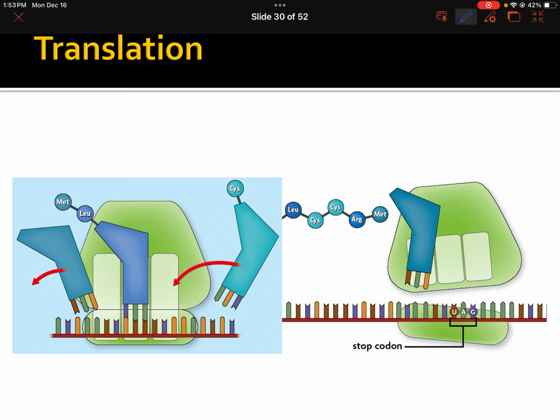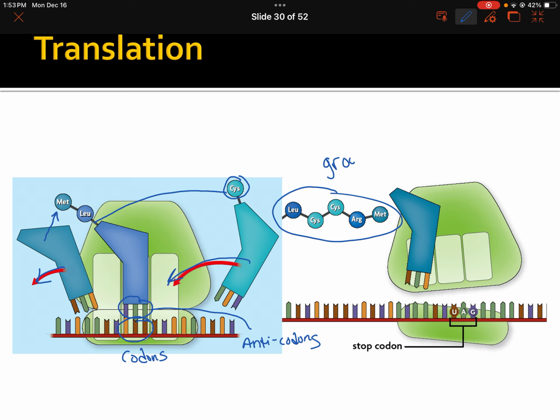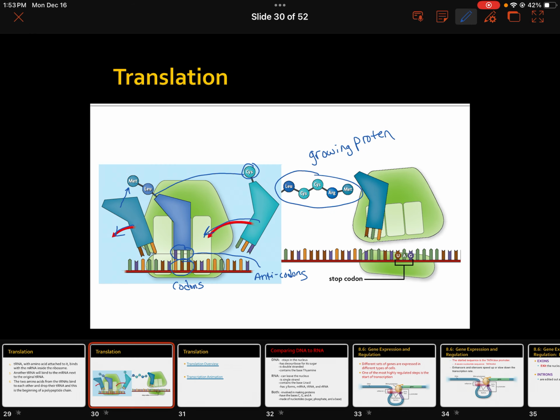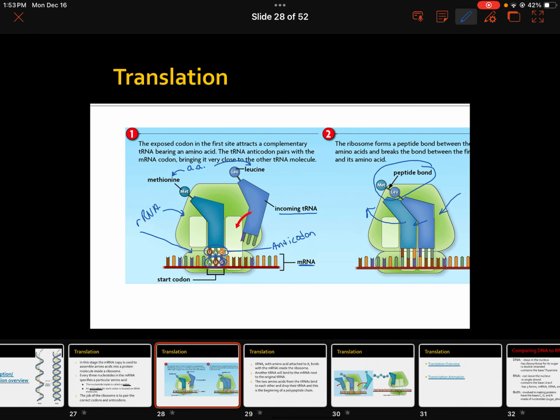And so now this one, notice it dropped. Its amino acid is right there, so it's leaving. This one's waiting for the next one. In comes the next one. And we have codons and anticodons. And that process continues. So now this amino acid, this CYS, eventually will get joined to this. And then here we see that growing protein.